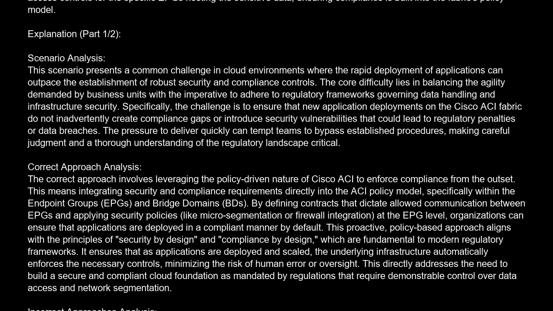The pressure to deliver quickly can tempt teams to bypass established procedures, making careful judgment and a thorough understanding of the regulatory landscape critical.